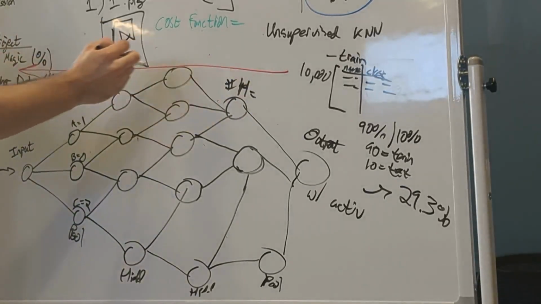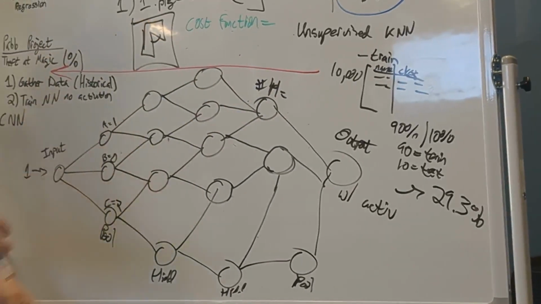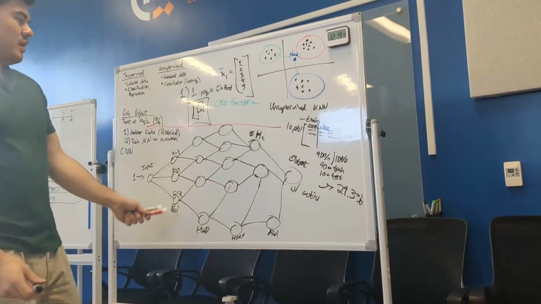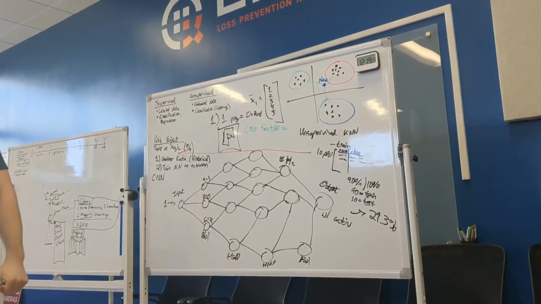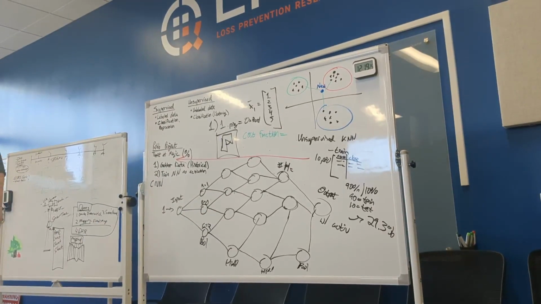You do that all the way back through to the input, and then each of these weights are going to be different with the idea that it's minimizing the cost function so that you can put in an image and it should still be able to identify it correctly.